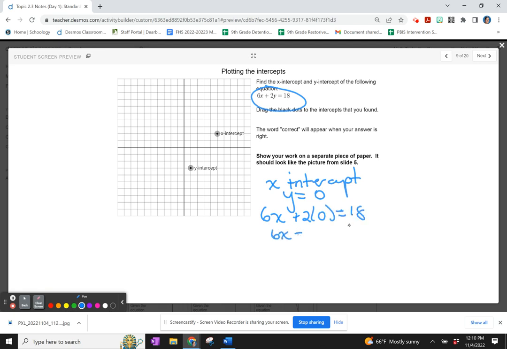So then I have 6x equals 18. So then it's just a one step. So you get 3, 0. Now go to the point that I labeled x-intercept and go to where the point is 3, 0. Now for the y-intercept, you're going to do the same thing, but you're going to do x equals 0.